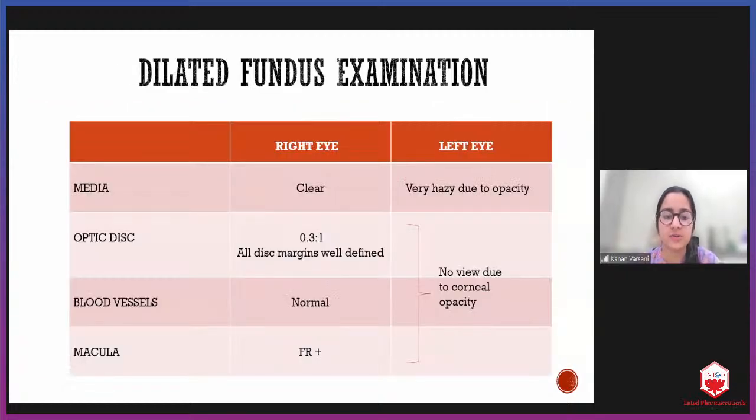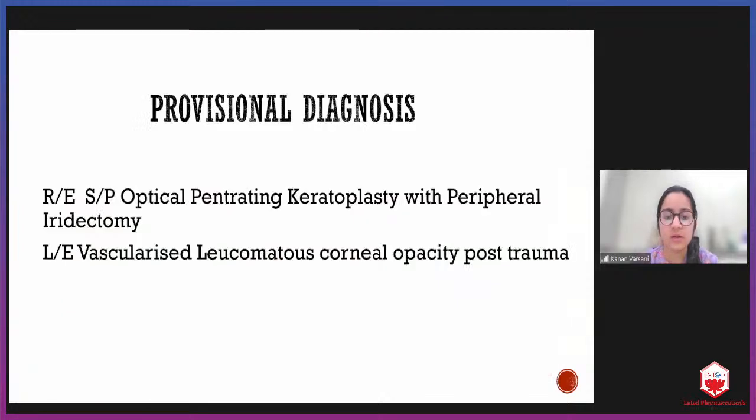On dilated fundus examination, the right eye fundus appeared to be normal. The left eye fundus was not seen due to opacity. My provisional diagnosis is right eye status post optical penetrating keratoplasty with peripheral iridectomy, and left eye vascularized leukomatous corneal opacity post trauma. Thank you.